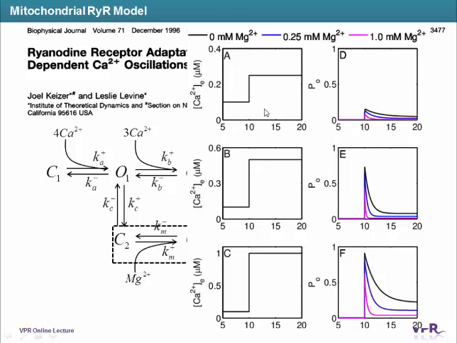Here are a bunch of model simulations showing how the model responds when you add more and more magnesium to the system. This is a step-up response of calcium, and these are the opening probabilities. Here you can see that when you increase calcium, you have a higher opening probability, and when you add more magnesium, the rate of adaptation of the channel is affected.